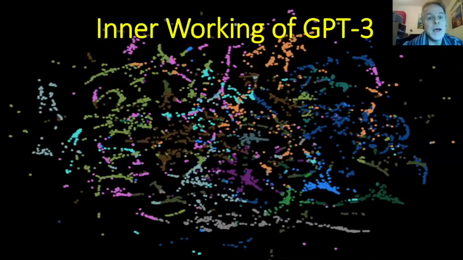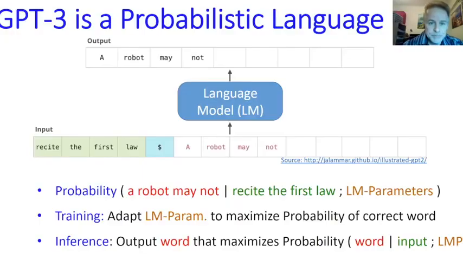Okay, so let's get started. By the way, this picture is a word embedding, and I will show you later what that means. So GPT-3 is a language model, a probabilistic language model. The old language models and also GPT-3 work like this, roughly speaking. You have a sequence of input words, for instance here, "recite the first law." Then the language model outputs a new word, like "A." Then you put this word on the input tape, and it outputs a new word, "robot," and that gets fed back to the input, and so on.